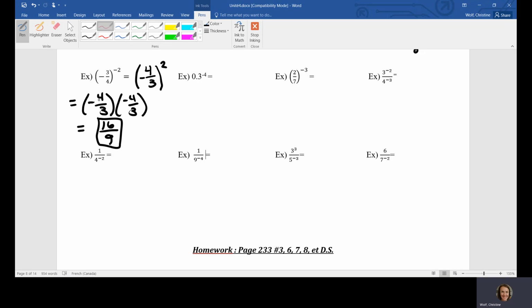Tu n'as pas besoin de faire cette étape ici, au moins que tu te rappelles que le 2 juste va à chaque terme. So, we're doing 4 squared and 3 squared. Ça devient 16 sur 9, mais il faut rappeler que le négatif annule.